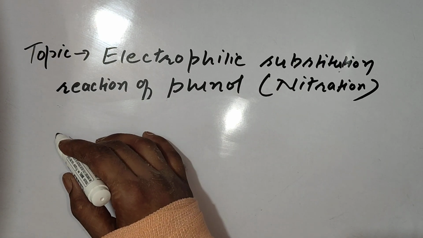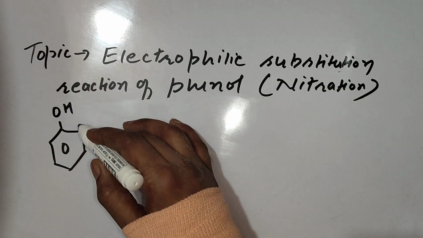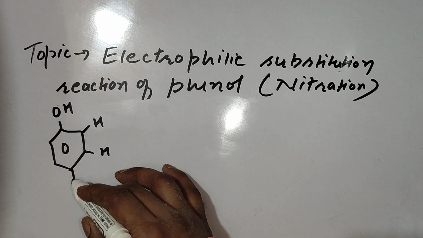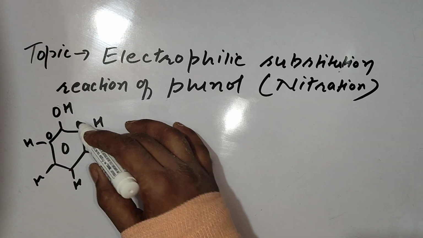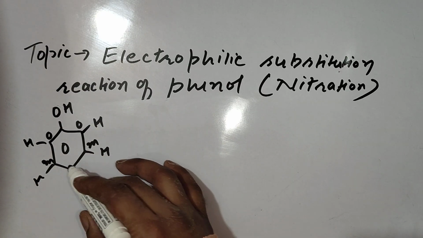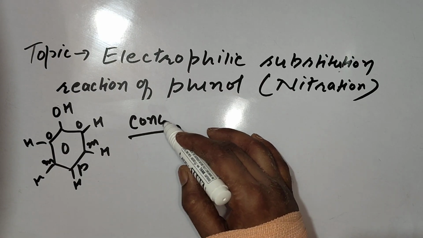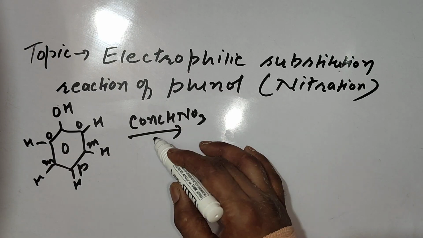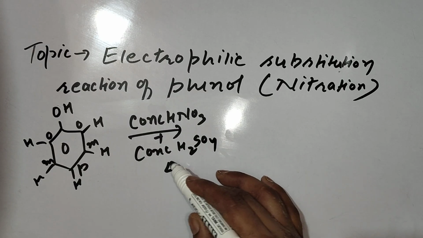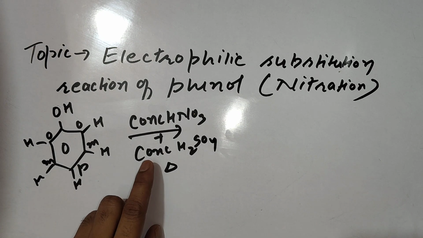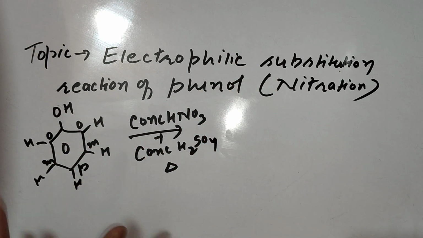First, direct reaction. This is phenol. These two carbons are ortho. This is meta and this is para. When phenol is treated with concentrated nitric acid and concentrated sulfuric acid, on heating, nitration will happen. Nitration means addition of an NO2 group on a benzene ring, and obviously at the ortho and para positions.